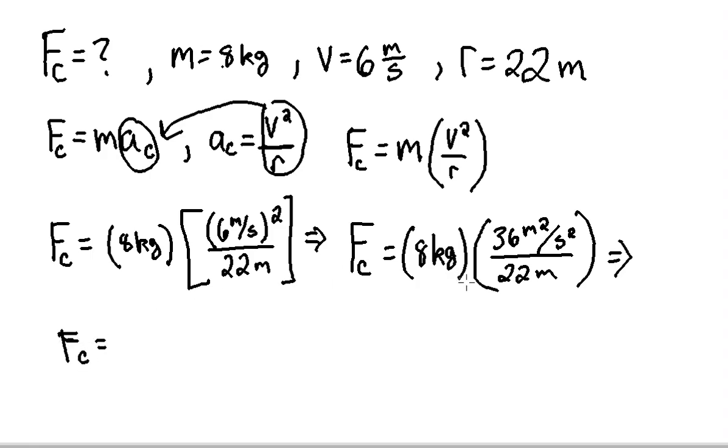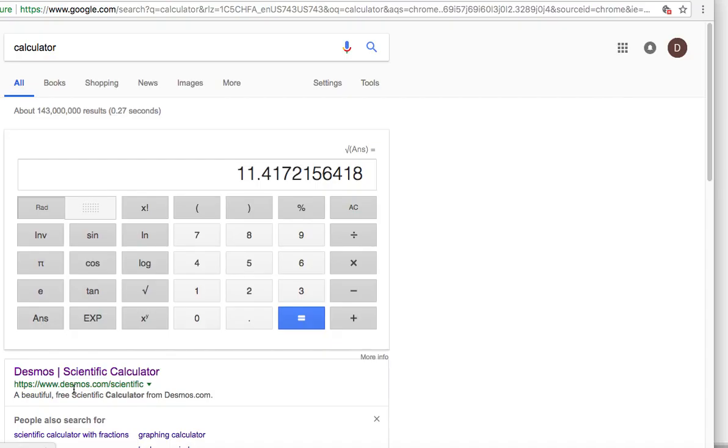So this quotient right here, it doesn't matter. You could say 8 times this and then divide by that. I'm going to divide these two first. So I still have my 8 kilograms out front. 36 divided by 22 gives me that, so 1.63 repeating.